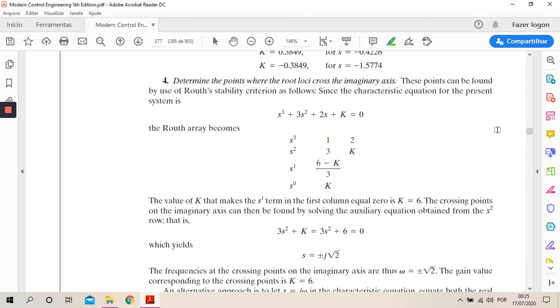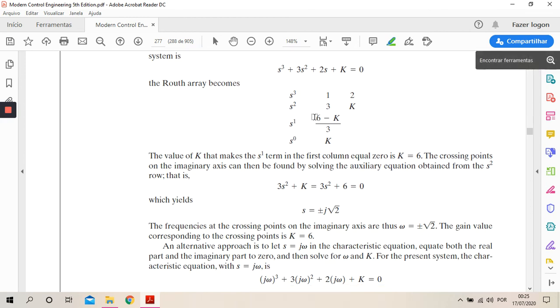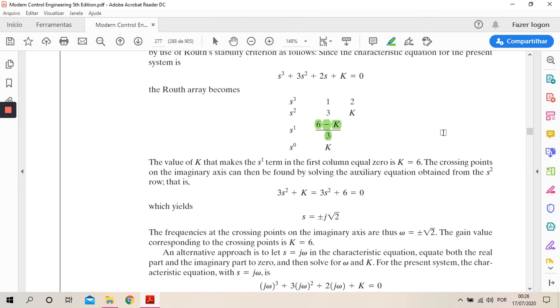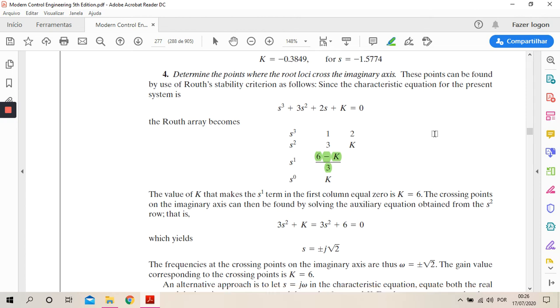Then we're going to use this technique here. For s cubed, we put 1 and 2. For s squared, we put 3 and k. For s1, 6 minus k divided by 3. And for s0, k. And then we are going to use that this expression here, 6 minus k divided by 3, has to be equal to 0. We are going to set it to be equal to 0 to find the point exactly where the root loci cross the imaginary axis.